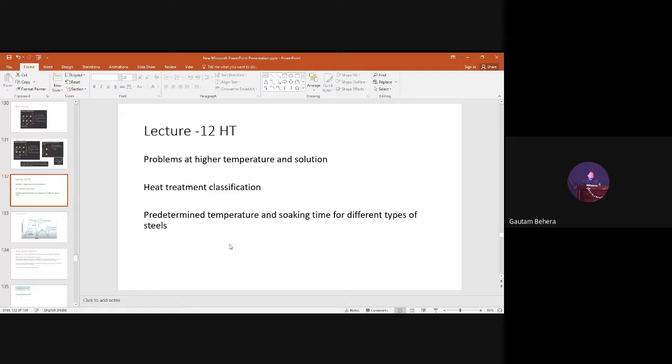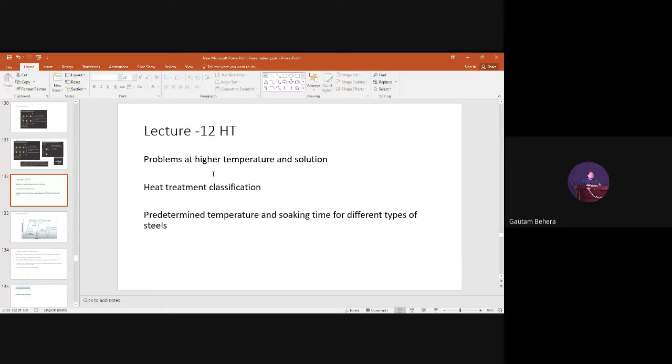Good afternoon, everyone. Today is lecture number 12 of this heat treatment class, and this is today's menu we'll discuss. That is the problem at high temperature and the solutions. That means what will happen to the precipitation strengthened material at high temperature, or what will happen to the strength of the material at high temperature, and what is the solution to that.